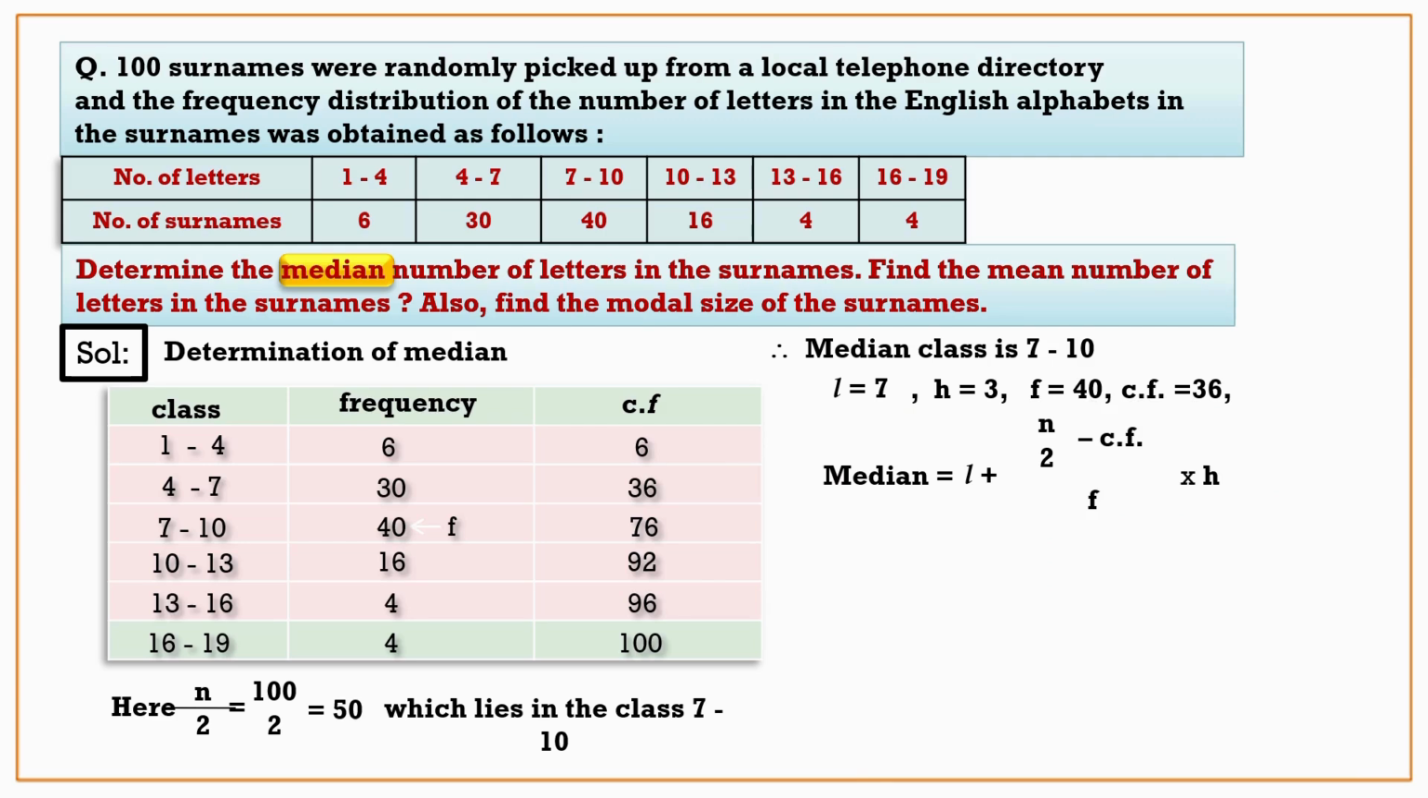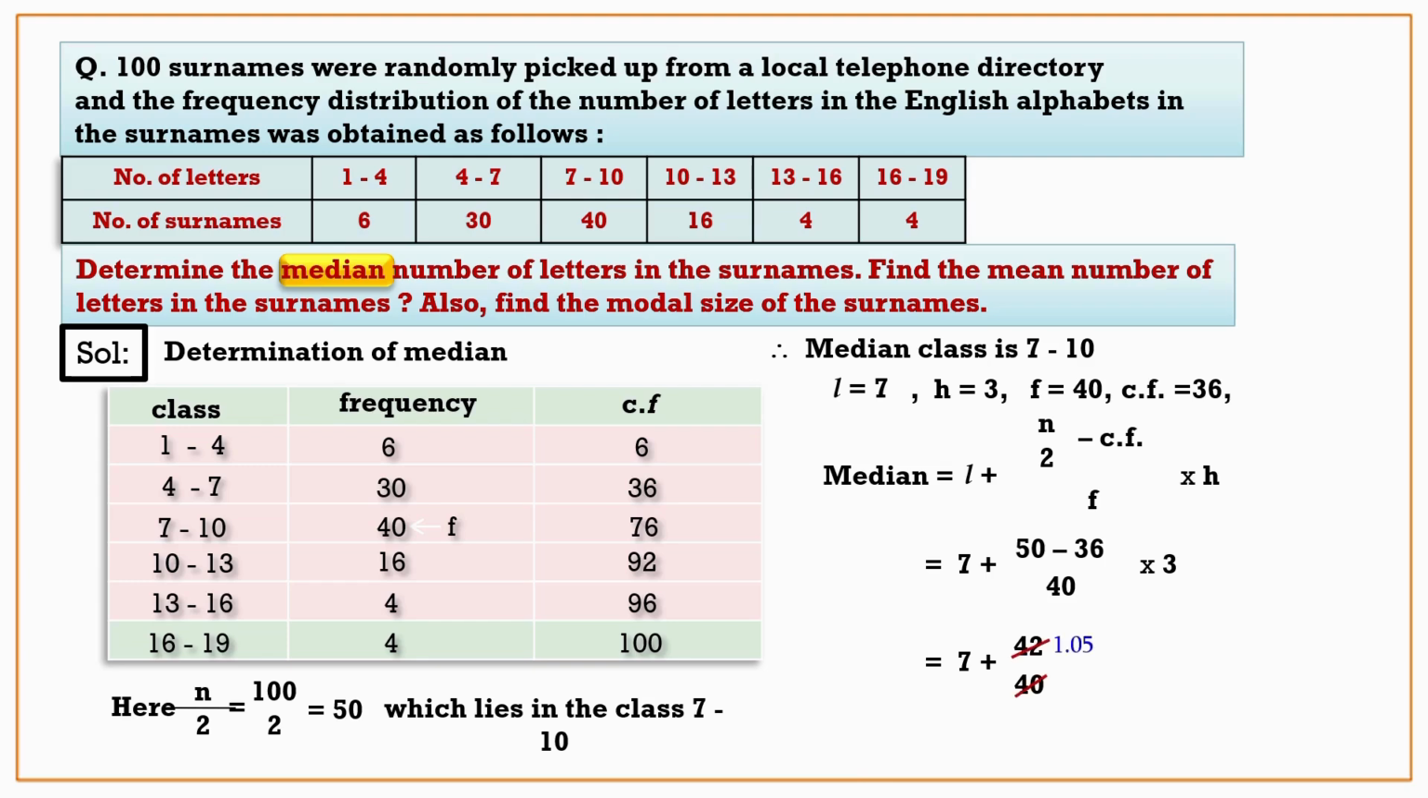So now put all the values in the median formula, that is L plus (n by 2 minus CF) by f into h. So that is 7 plus 50... again here the division symbol is missing, so don't worry, whenever you write it in your copy, please mention the division symbol. 7 plus (50 minus 36) by 40 into 3.